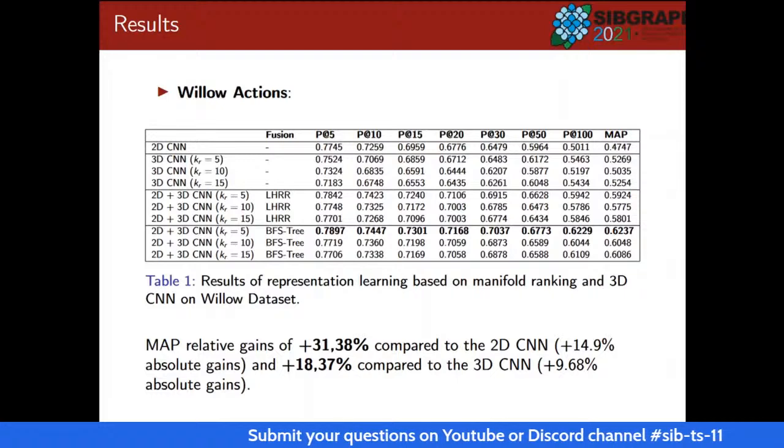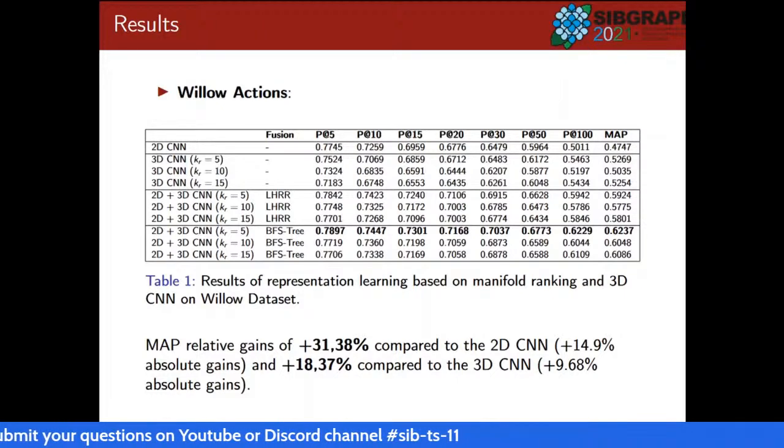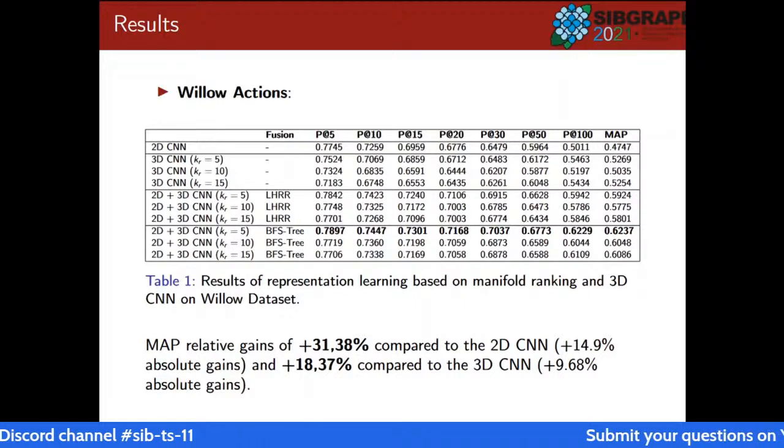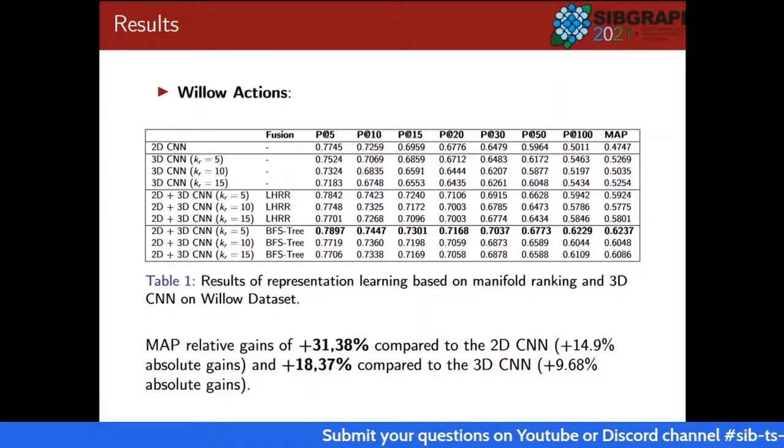For the Willow dataset, it is possible to notice MAP relative gains of 31.38% compared to the 2D CNN and 80.37% compared to the 3D CNN.